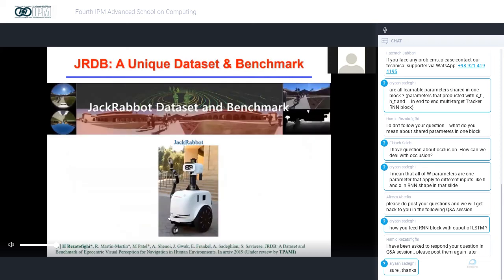Again, we try to provide that dataset. We recently released a dataset collected from a robot platform, the JackRobot, which is a robot project at SVL, the Stanford Vision and Learning Lab. This robot is equipped with modern sensors, and we take it into indoor and outdoor environments, collect lots of data, and then start annotating for the relevant tasks.